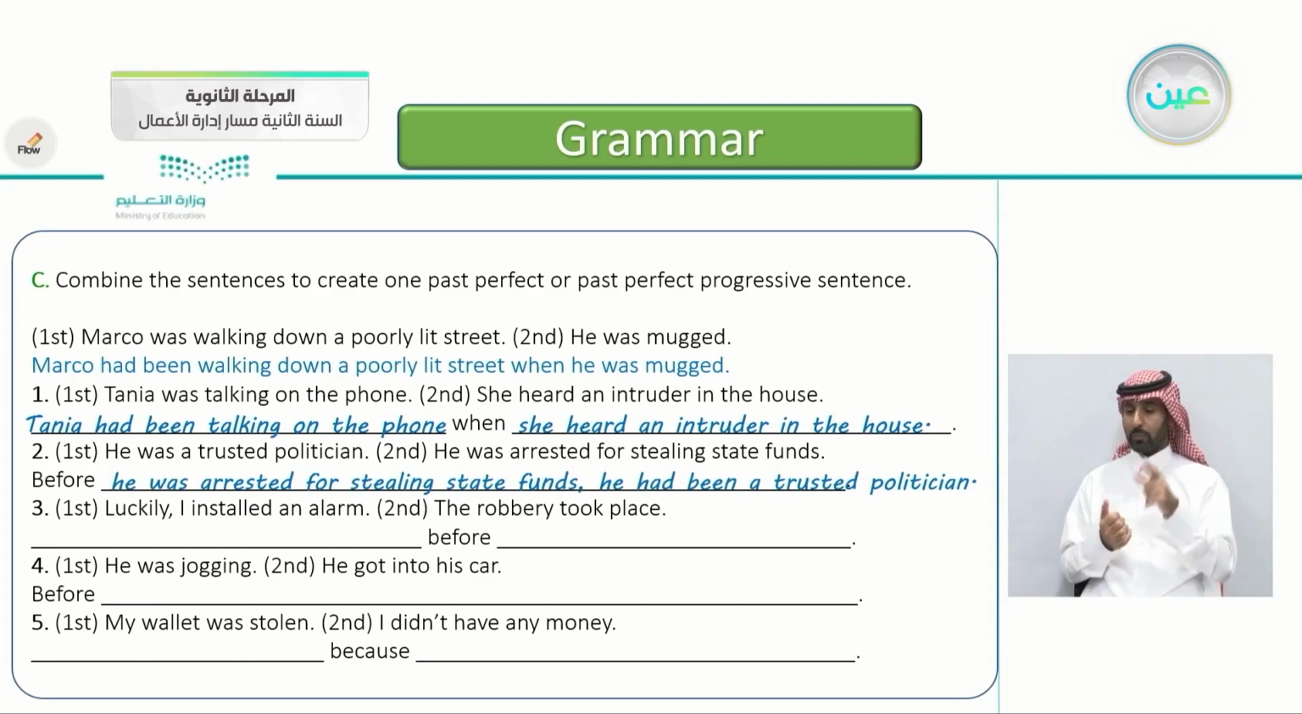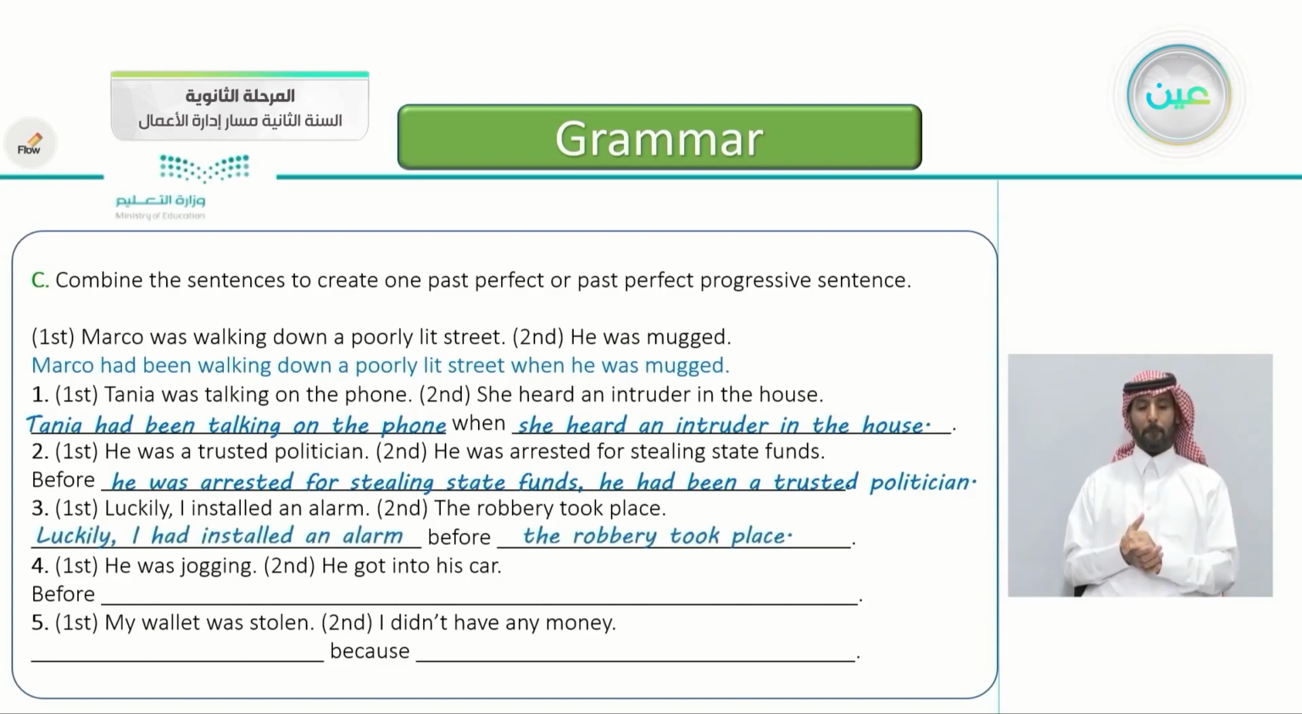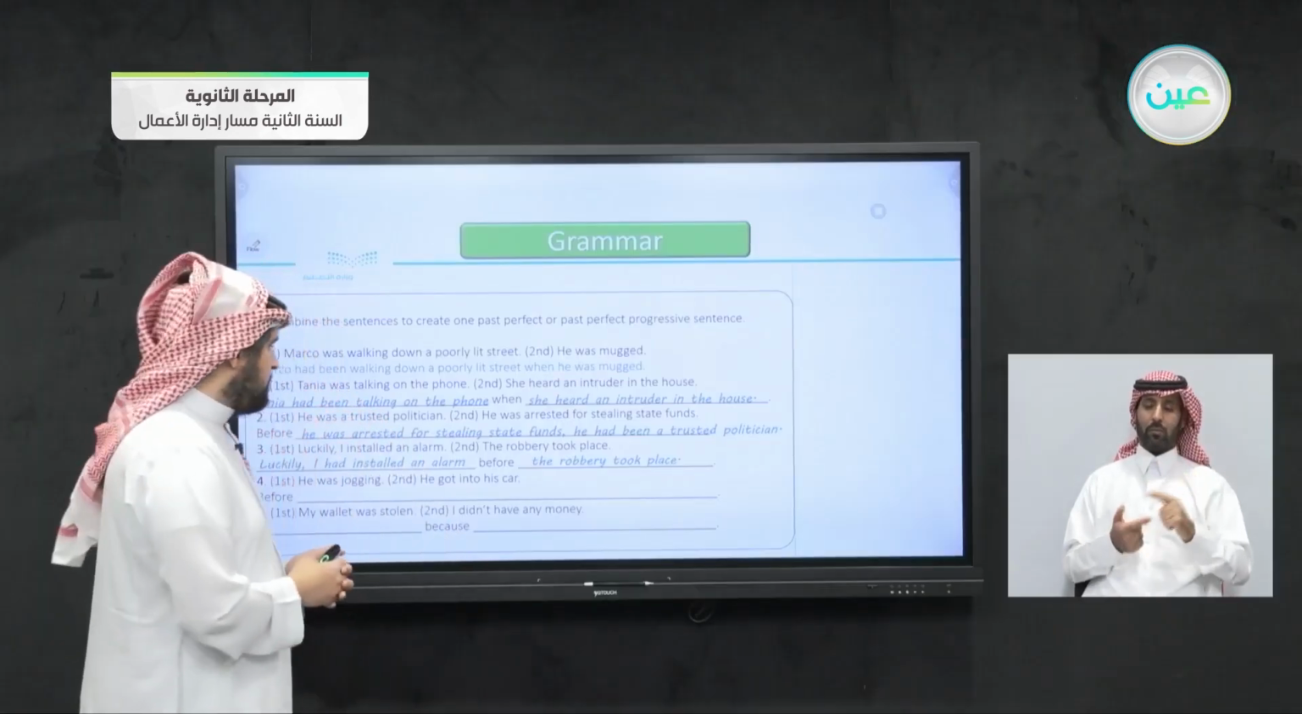Very good. Number three, the first event, luckily I installed an alarm. The second event, the robbery took place. And use the word before in the middle of the sentence. How do we answer this? Yes, that's correct. Luckily, I had installed an alarm before the robbery took place. As you can see here, the past perfect helps us to clear the order of things happening in the past.